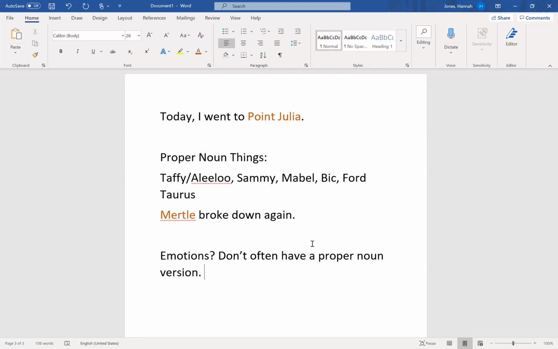However, if you've ever seen that movie, is it called Inside Out? It actually names the emotions. Those emotions do have proper names. Joy was one of them. Sadness, I can't remember. Anyway, they had their proper names because they were characters in a movie. But if I was just going to write a sentence about it, I probably wouldn't capitalize it. And proper nouns, as you can tell, are always capitalized.